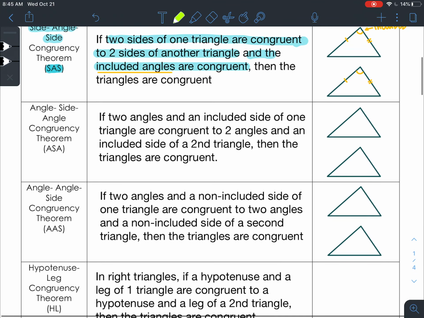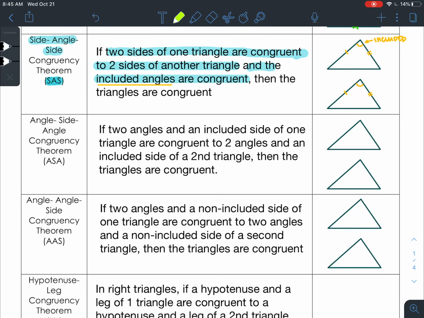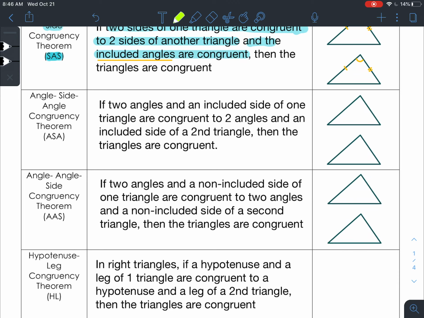Okay, so that's side, angle, side, a little SAS: two sides and then that included angle. Now the next one is angle, side, angle, so ASA. This one states if two angles and an included side of one triangle are congruent to two angles and an included side of a second triangle.